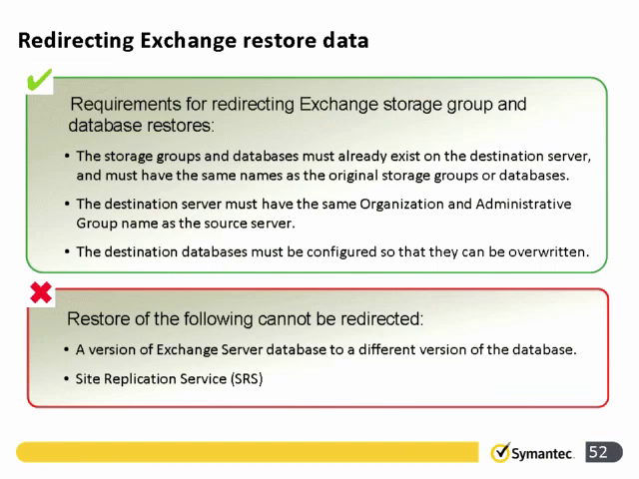I can also redirect Exchange data. So in order to redirect, the storage groups and database must already exist. They can be blank. They just have to have the same name. The destination server must have the same organization and administrative group name, and the databases must be configured so they can be overwritten. We've taken a look at how to do that. I cannot redirect to different versions of Exchange. So I cannot redirect from 2007 to 2010. I can also not redirect the site replication service.